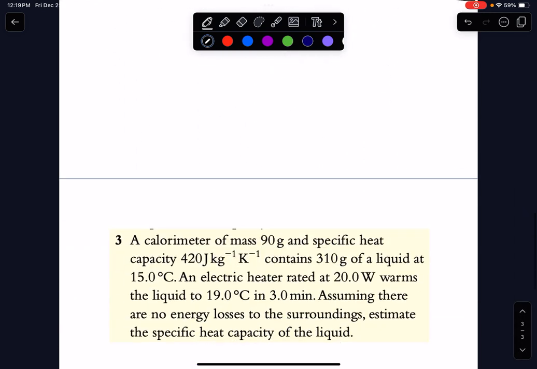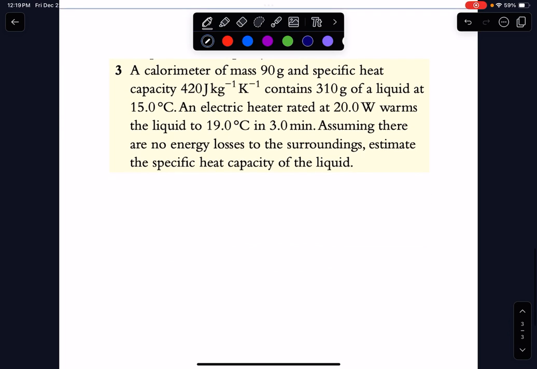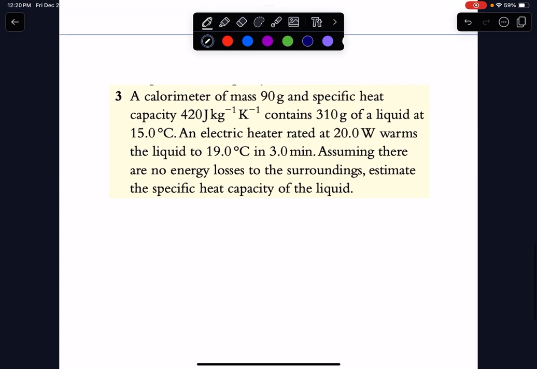Okay? Now we can look at another problem from behind the book. In this case, if you look at this given problem, you have a calorimeter of mass 90 grams, and it has a specific heat capacity of 420 joules per kilogram per Kelvin.